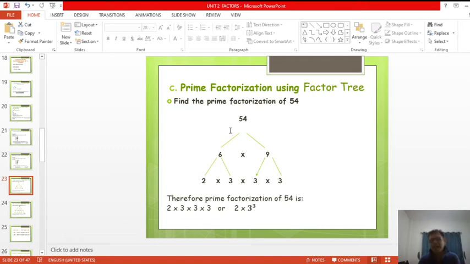So now, how? First thing, again, you go with 2 branches every time. Always 2. So here, 54: you think of numbers that you can multiply to end up with 54. So we got 6 times 9, right? 6 times 9 is how much?